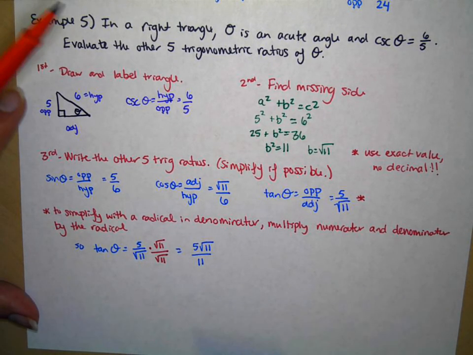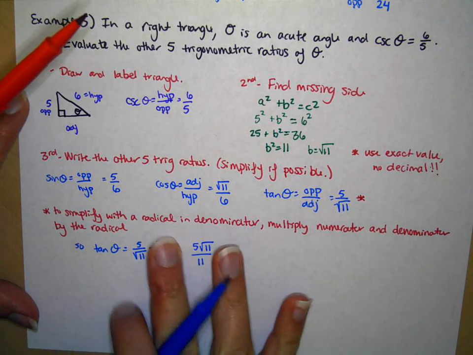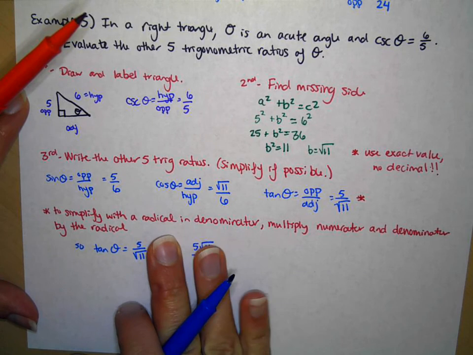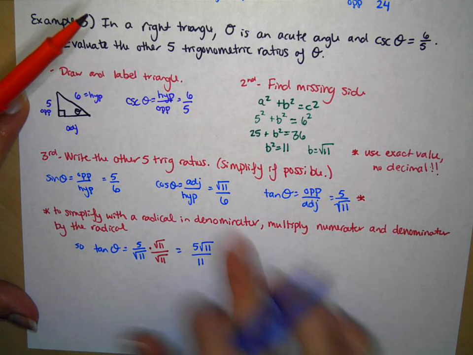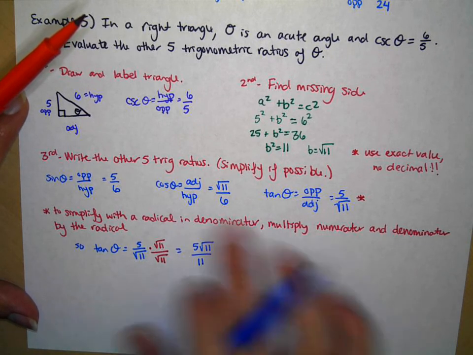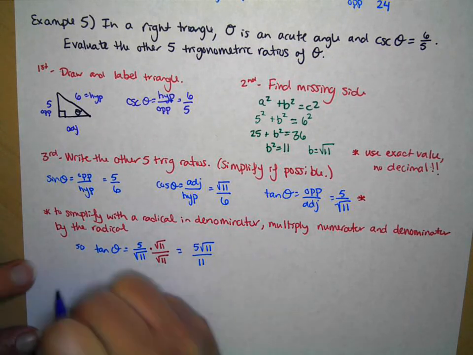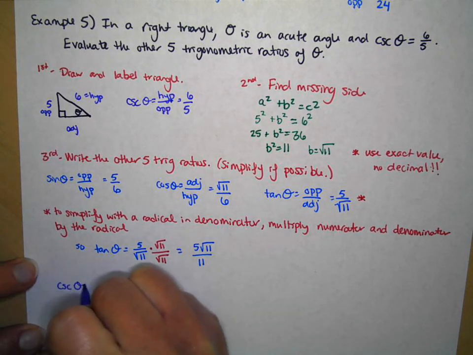Okay? If you have a calculator with a fraction button on it, like our calculators at school, if you were to type in 5 over square root 11, it would simplify that for you and tell you that it's 5 square root 11 over 11. But if you don't have a calculator to do that for you, this is the work that you would need to show to be able to get the correct answer. All right, we have a few more trig functions to finish up the other 5. Remember, we already knew that cosecant was 6 over 5.